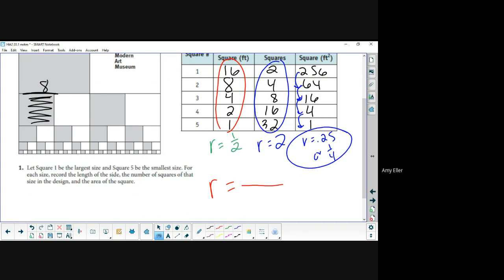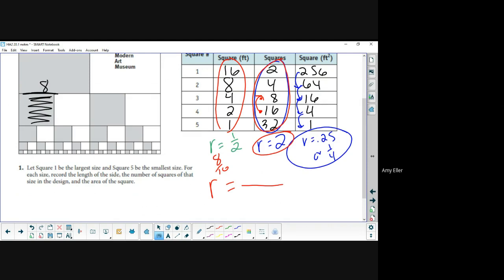Let's look at this second column. Let's say I'm at 8 and 16. If I take 8 divided by 16, will I get my common ratio of 2? You don't have to do it in the opposite order. You have to take a term divided by the term before it.